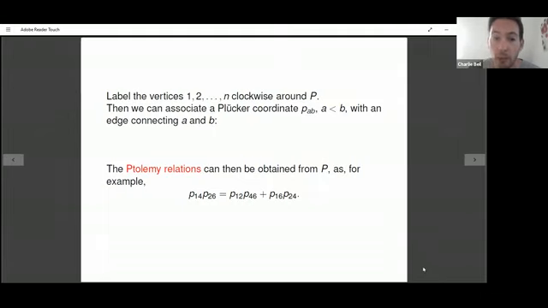And then the Ptolemy relations can be obtained from P. For example, we really need the picture here, but you take this rectangular region in the triangulation, and whenever you have these two diagonal edges, you get this relation that looks like this. This really needs a picture to make it clear, but it will come with the slides.